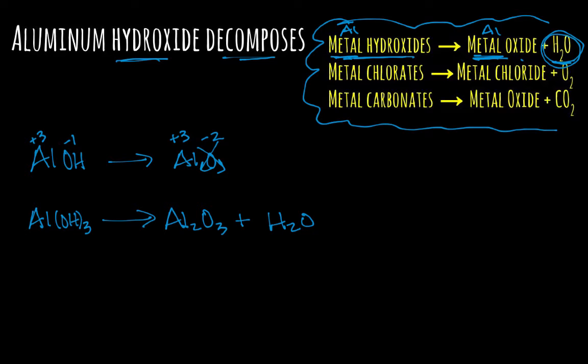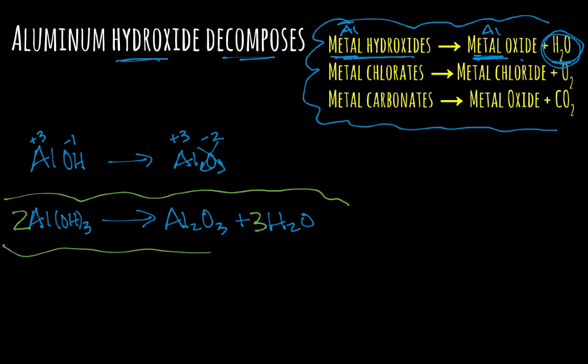The last thing I would have to do is go back and balance it. So to balance this one, I need a 2 in the front, and then I need a 3 in front of the water. So then this would be your complete balanced equation for decomposition of aluminum hydroxide.